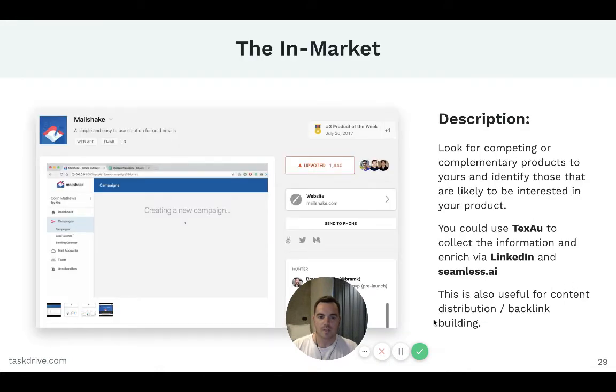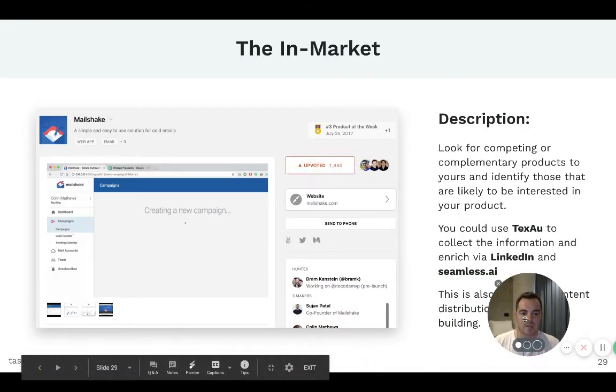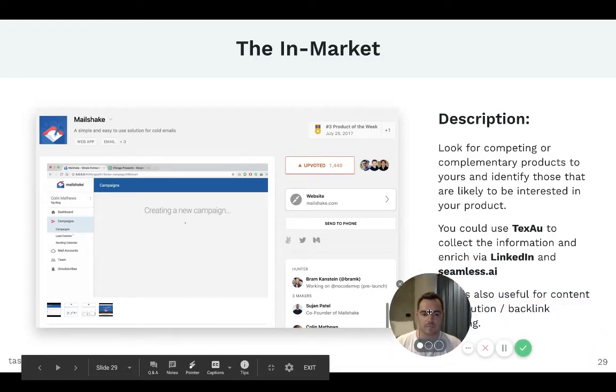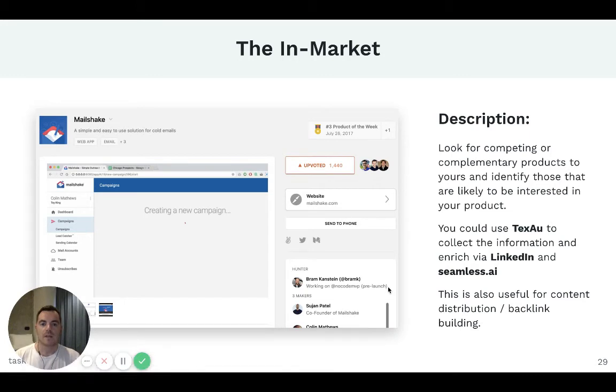So just to give a couple of examples, here is an example called the in-market playbook. So here's where you really look at for competing or complementary products to yours and identify those that are most likely to be interested in your product. So for example, if you were a cold email copywriter, you would want to find people who are using cold email tools like Mailshake, Woodpecker, Lemlist, all of the tools that you can think of. Because if people are showing an interest in these tools, they are likely in need of using a service like yours. Again, if you're a cold email copywriter.